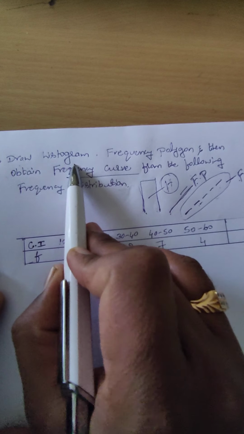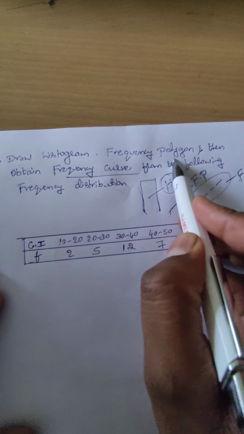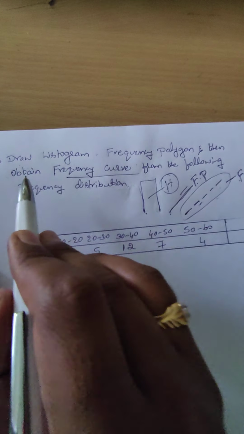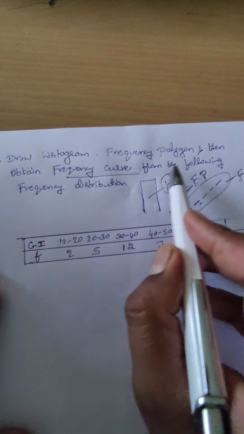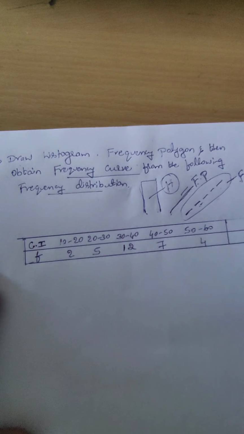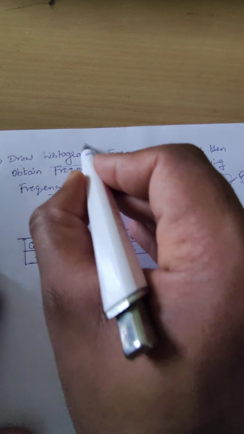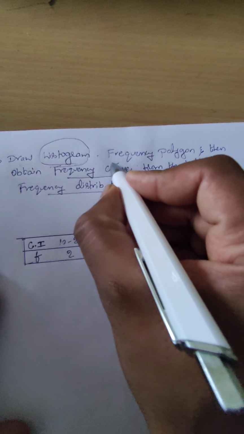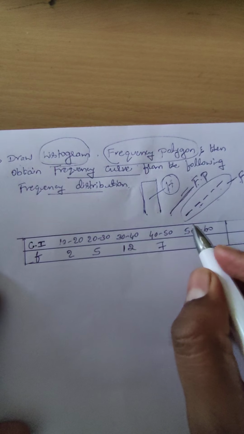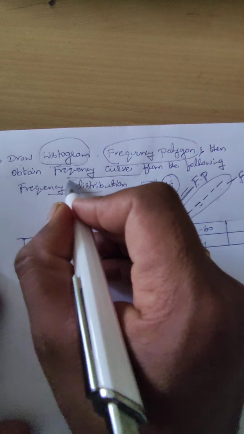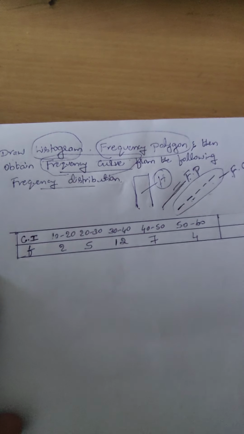Draw a histogram, frequency polygon and then obtain the frequency curve from the following frequency distribution. So we have to draw a histogram, next a frequency polygon, and later a frequency curve.